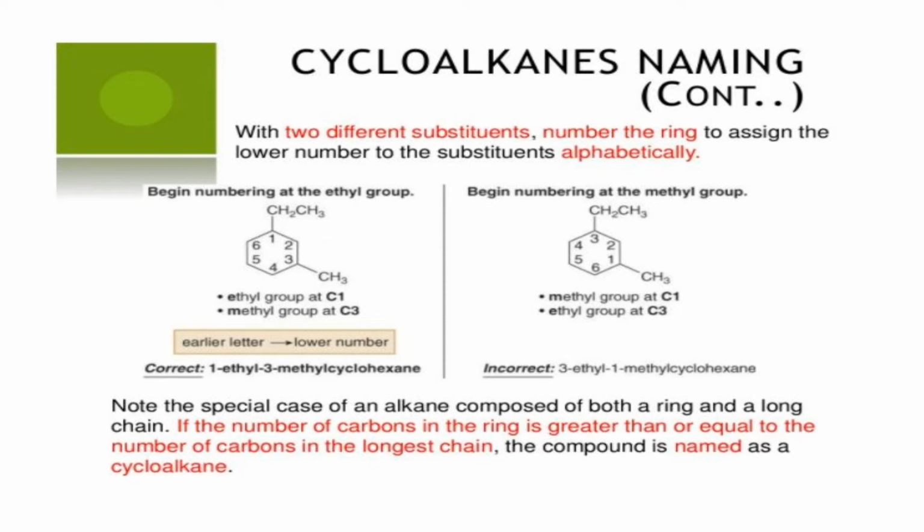Now a special case: an alkane composed of both a ring and a long chain. If the number of carbons in the ring is greater than or equal to the number of carbons in the longest chain, the compound is named as a cycloalkane.